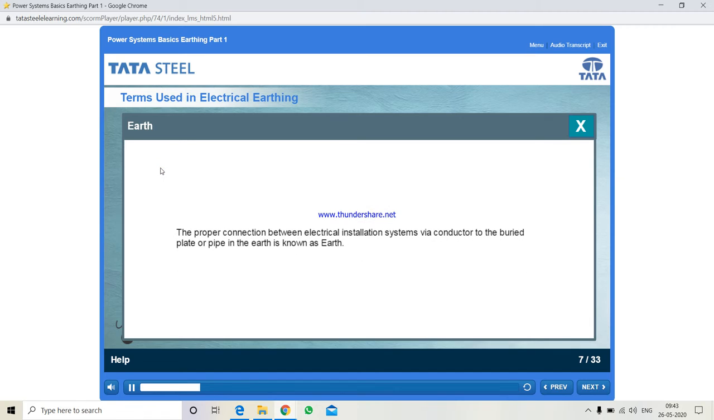Earth. The proper connection between electrical installation systems wire conductor to the buried plate or pipe in the earth is known as earth.